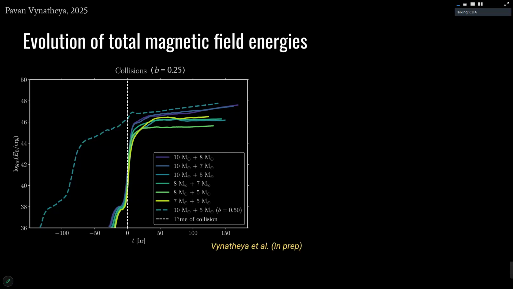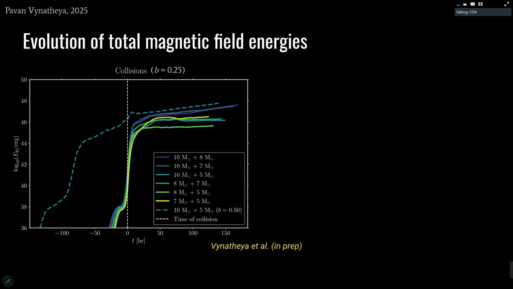And because of these multiple passages and multiple encounters, it has more magnetic field amplification as well. We think this is because of turbulent injection at each passage. So this increases the magnetic field more and more at each stage. So you have a collision with multiple passages.